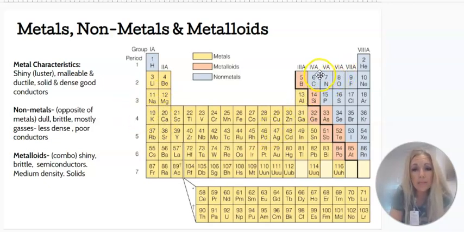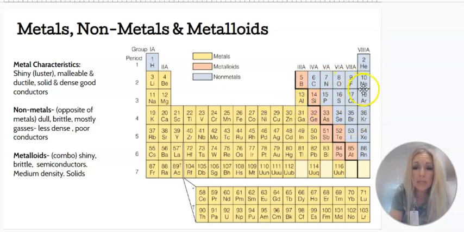Nonmetals are the opposites of metals. So they are the blue elements over here, mostly on the right. And then hydrogen, of course, is a nonmetal. And so they are not shiny. They are dull. They are not malleable and ductile. They are brittle, which means that if they're in solid form, they tend to break when put under pressure and crack. And they are mostly gases. So there are some solids in there and a liquid. However, at room temperature, most of these nonmetals are going to be gases, and they are poor conductors.